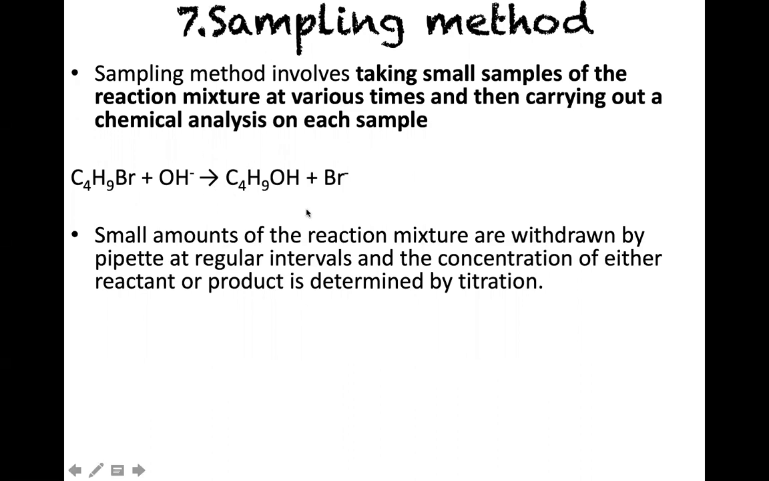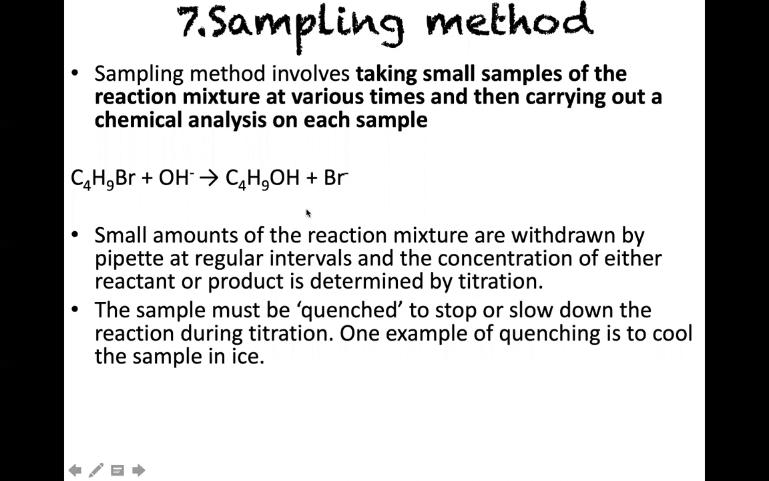This stopping is called quenching. Small amounts of the reaction mixture are withdrawn by pipette at regular intervals, and the concentration of either reactant or product is determined by titration. When I withdraw 10 cm³ during the second minute, I have to stop the reaction because that is the sample for the second minute. If I don't stop the reaction in my sample, that means the reaction is continuing. So we have to quench.